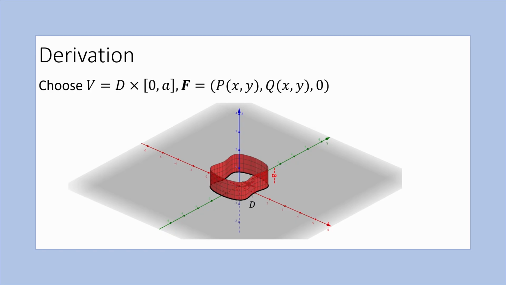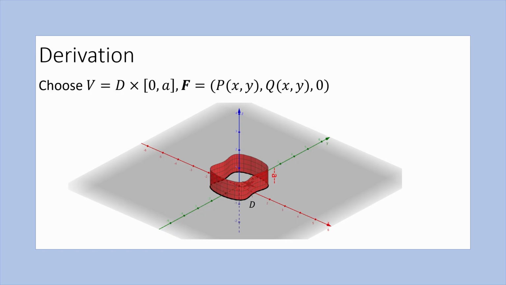Geometrically, this gives us a vertical cylinder. We take the flat region D and extend it straight up to height A. The reason for choosing this shape is that it lets us separate variables. The z direction is just from 0 to A, and we can easily figure it out of the triple integral. That is exactly what we want if we hope to recover a two-dimensional result like Green's theorem.